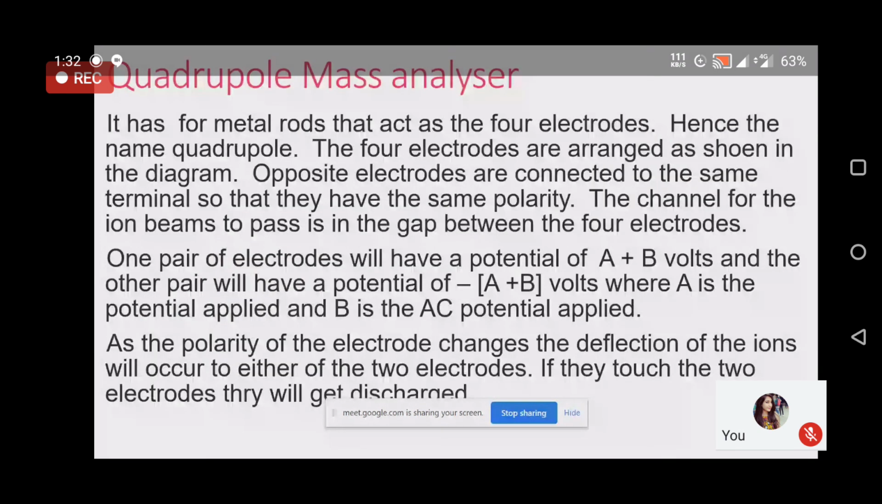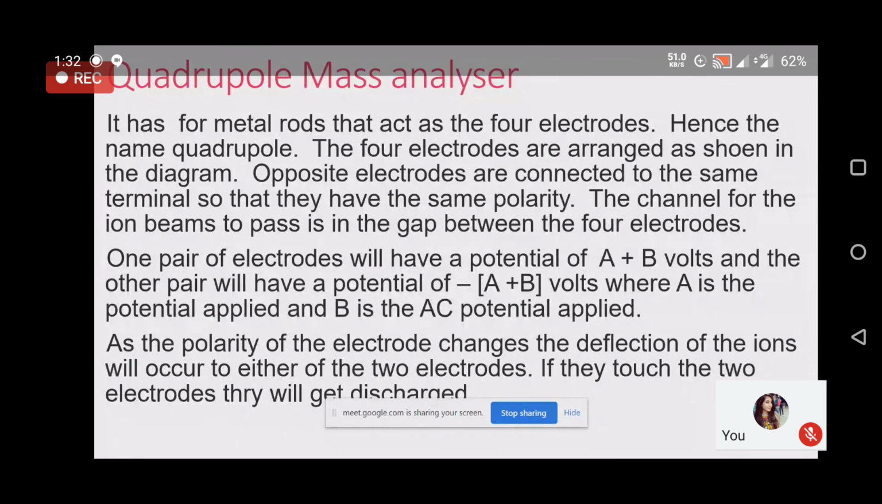It has four, I think we will stop, because this is the description of how the quadrupole mass analyzer works, which we'll take up next time. So before we close down, if there are any questions, you are welcome. Yes, any questions?